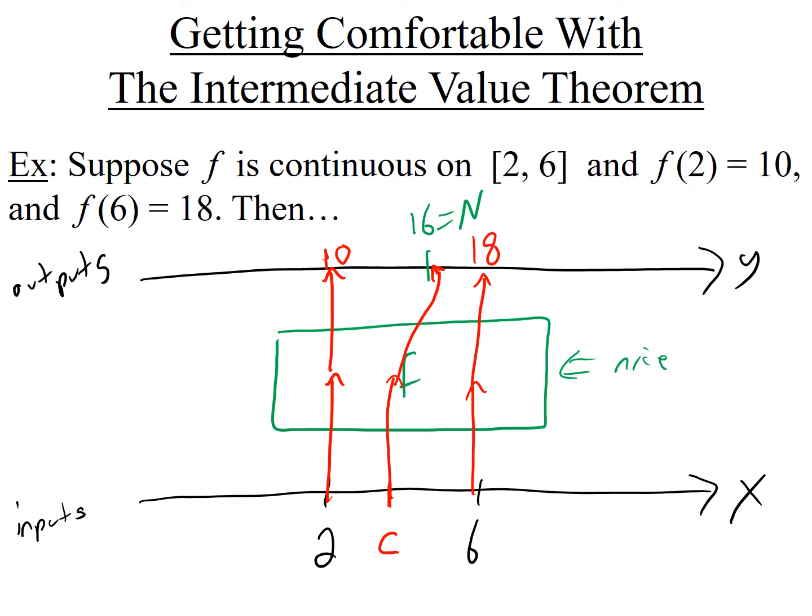Now, here's what I'm basically trying to say. You can get, for sure, 10 can come out as an output of the function. 18 can come out of the function. So any other number you pick between 10 and 18 can come out of the function. That's what it's saying. And what do I mean when I say it could come out? I mean, there's got to be some input you can plug in to get that number out. And that input, incidentally, has to be between the 2 and 6, the interval that we started with.